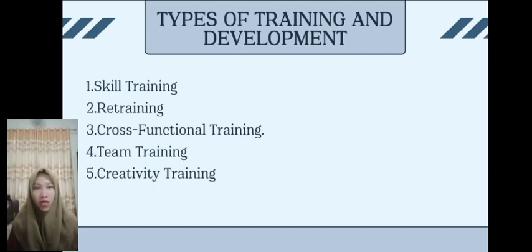And last, creativity training. Creativity training is based on the assumption that creativity can be learned. This means that the workforce is given the opportunity to express ideas as freely as possible based on rational assessment of cost and feasibility.